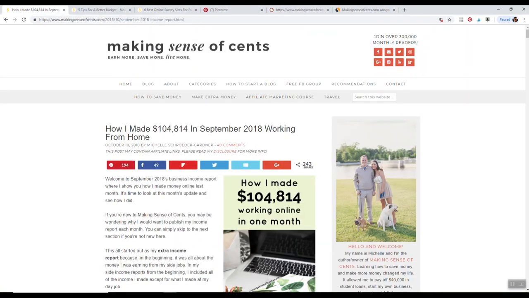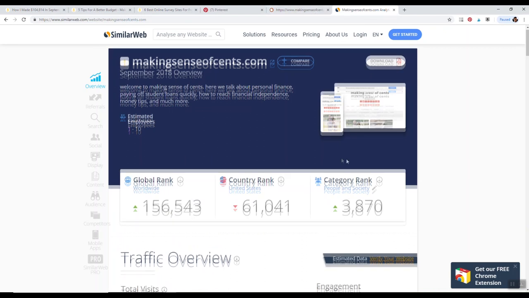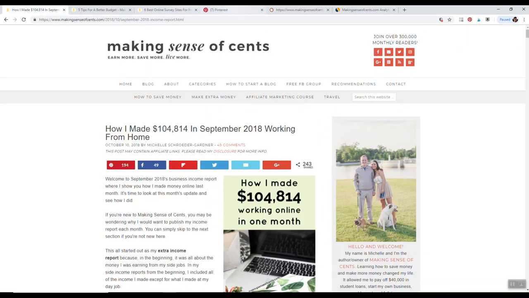That's crazy. Okay, so now we have over 300,000 monthly readers. Let's just take a quick look at SimilarWeb. SimilarWeb says it's 450,000 visitors. Okay, so it's on point. And just to take a quick look at her Pinterest account.